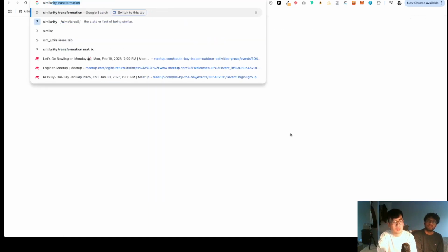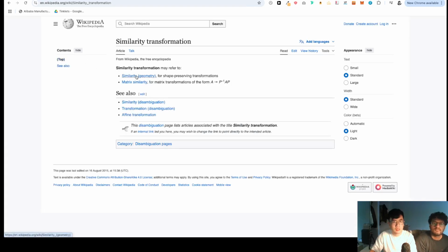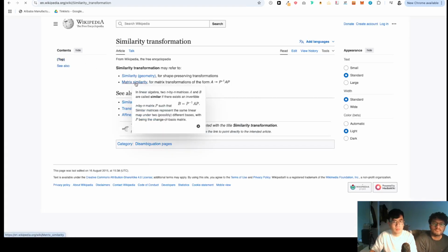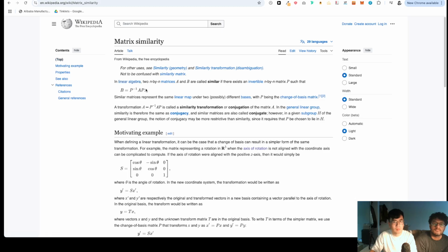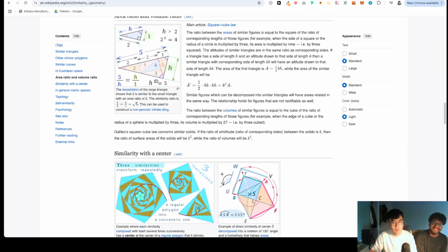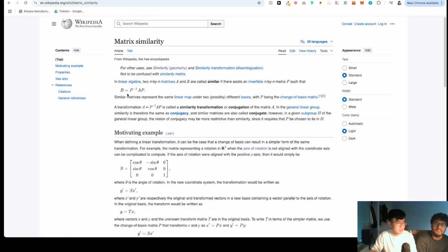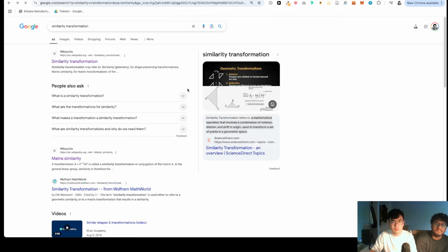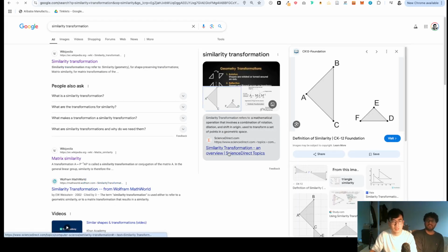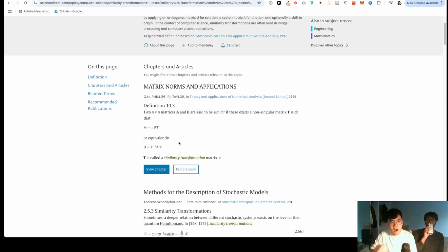Wait, similarity transformation. Is it the inverse actually first? But in the image, it's actually not. Oh no. Back to geometry. I think it got trained on this, and this uses inverse. Is this what you mean? It's basically you take something, you transform it to some space, and then you untransform it, something along those lines. Oh, equivalent.